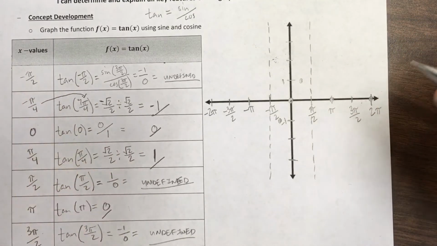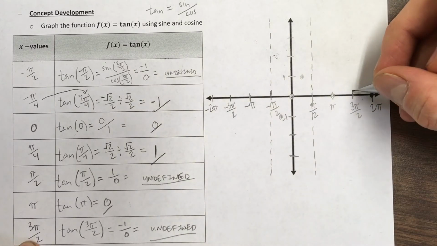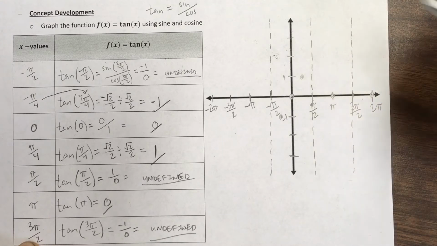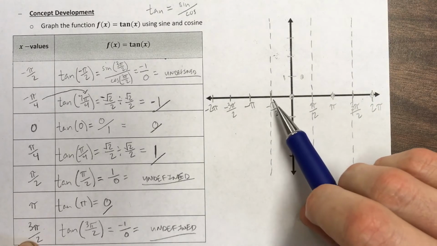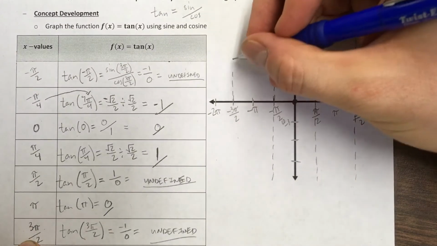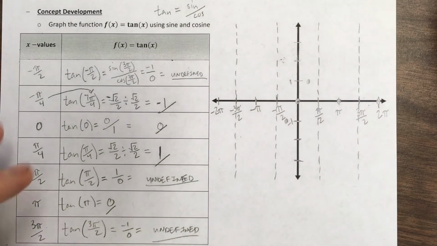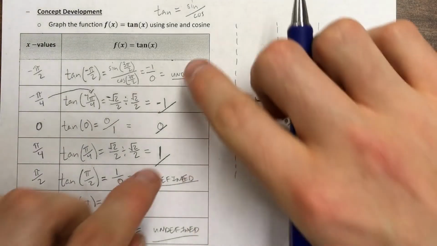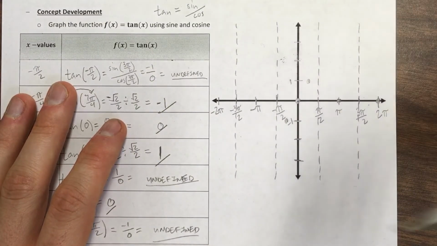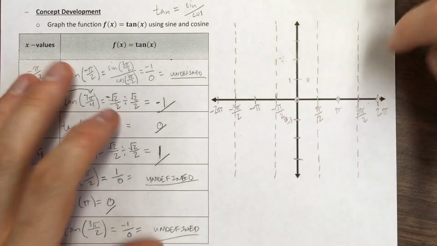So it's undefined at negative pi over 2. It's undefined at pi over 2. It's undefined at 3 pi over 2. Here it's undefined at pi over 2, negative pi over 2, 3 pi over 2. It'll also be undefined at negative 3 pi over 2. So we have our undefined lines. Anytime we have an undefined value in terms of our function, we can denote that using, in most cases, not always, but here in the tangent function, we can use these undefined lines.